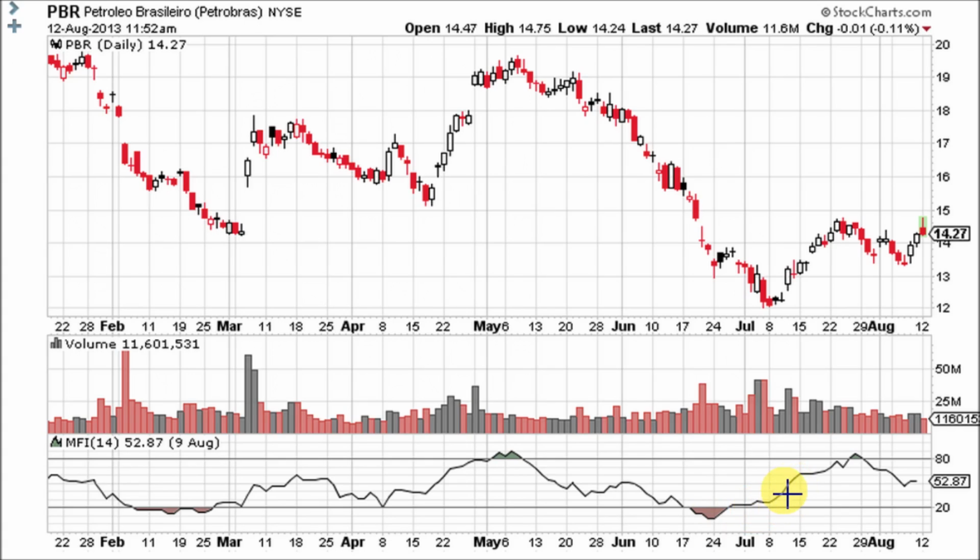Right here it becomes bullish as it crosses up through the 50 line on good volume as the stock breaks out above some resistance right here. So it has a nice run. Once it clears 50, it runs all the way to the top.